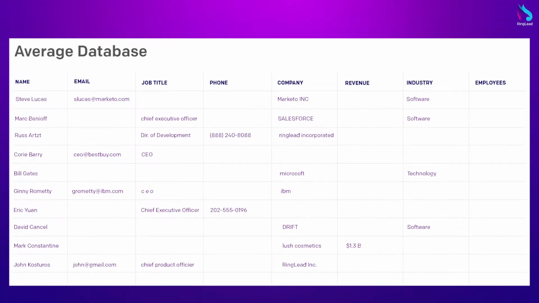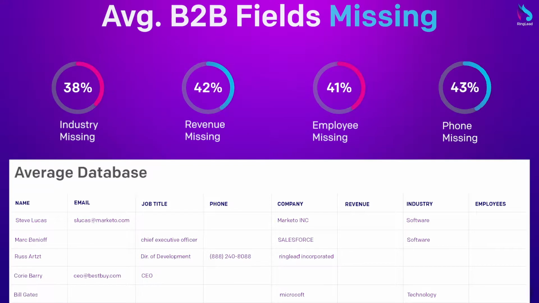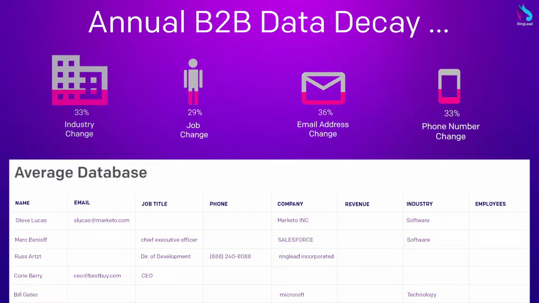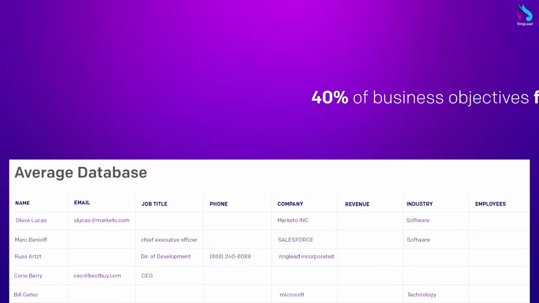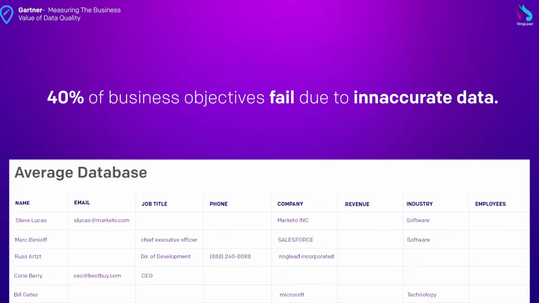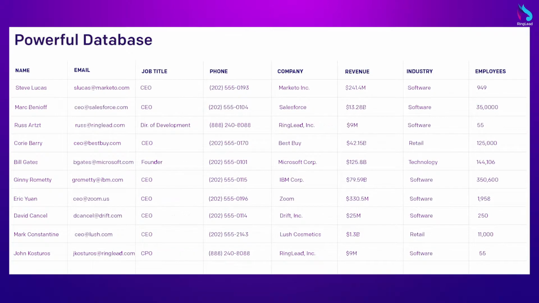The average B2B database is barely functional when it comes to contact and firmographic data completeness. Additionally, just as a result of data decay, a significant portion of prospect and marketing data that organizations rely on is inaccurate, undeliverable, and unconnectable, which causes 40% of sales and marketing objectives to fail. Today, we are going to solve the data completeness and data accuracy problem in your database.